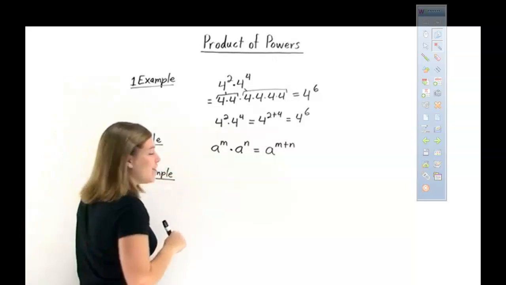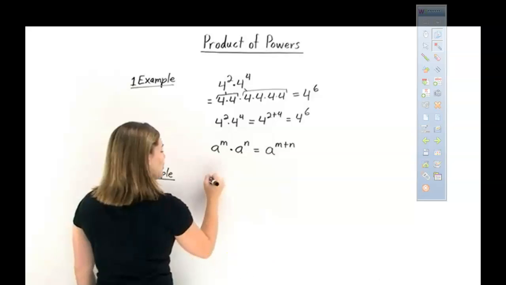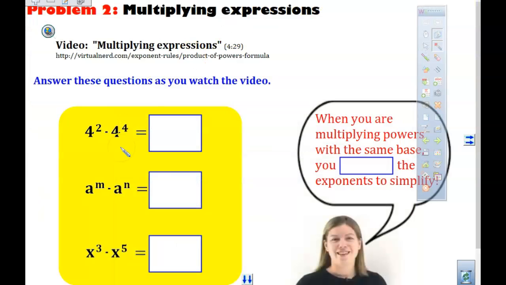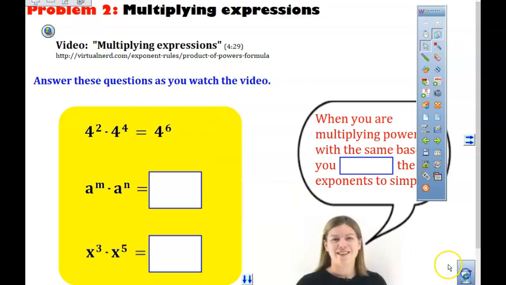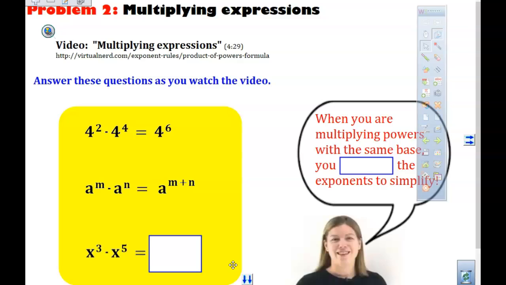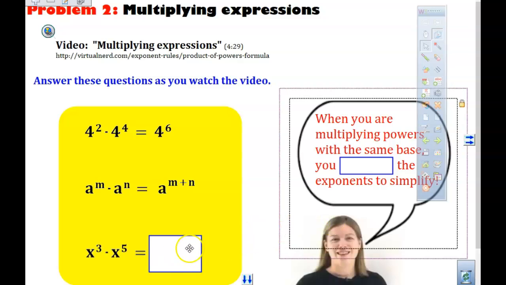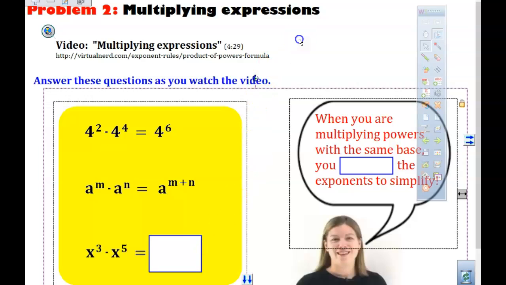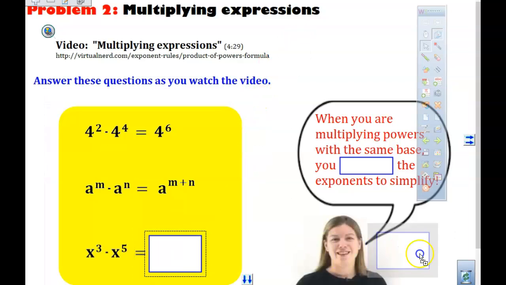Because yes, the product of powers. So if we are looking at this one right now in your workbook, and we have just filled in that we have 4 to the 6, and we have a to the m plus n. If I am looking at doing that same thing with that last one, I should, as I am looking at those, Tyler, get x to what power? X to the 8th.